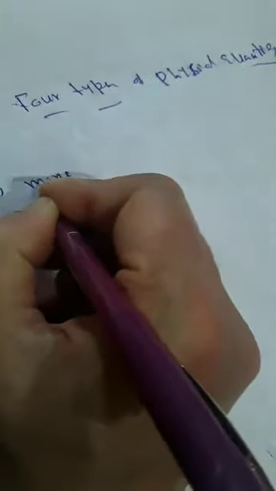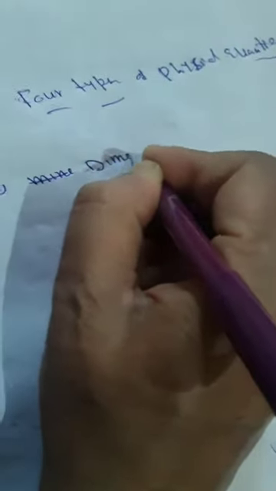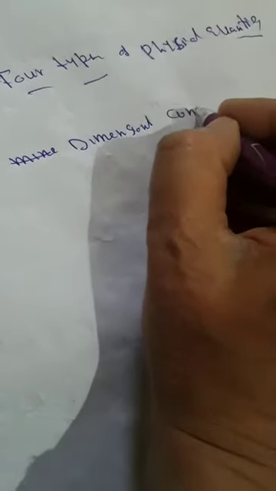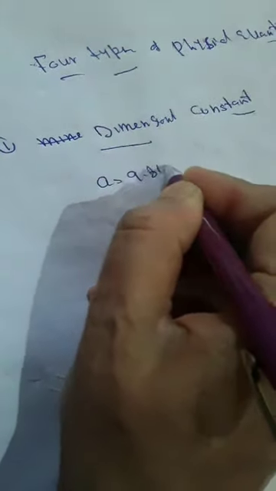Number one, these are called dimensional constant. There are some quantities which are having constant value, but they possess dimensions. Suppose there are some physical quantities which have constant value. Suppose acceleration due to gravity, 9.81 meter per second square, but it is having dimensions.